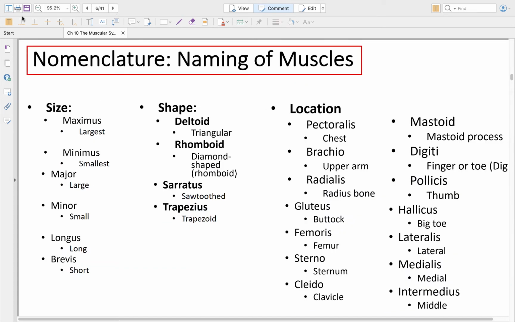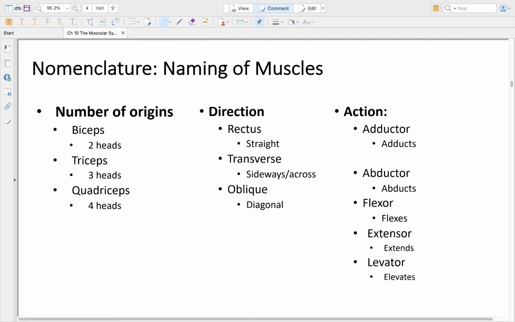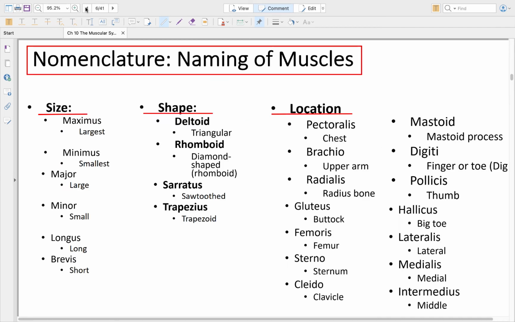Now, nomenclature, which is the naming of the muscles. The muscles have been named based on their size, the muscle shape, and the location in the body, the number of origins, the direction of the muscle fibers, and the action performed by the muscle. All right, so this is pretty straightforward, but it is very important.